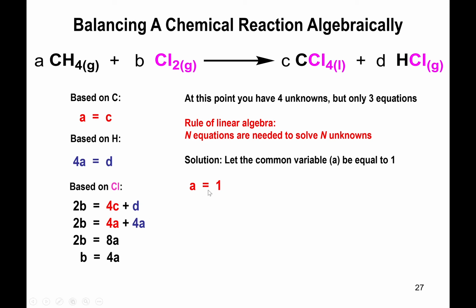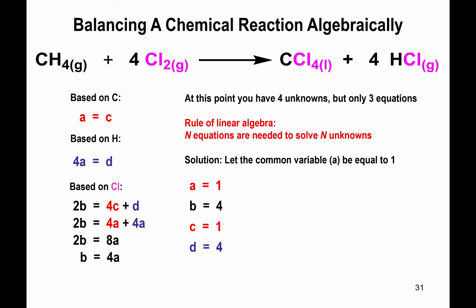So if you let A equal 1, which is the common thing in each one of these equations, automatically B becomes 4. Automatically C becomes 1. And automatically D becomes 4. And like that, you have found out the balancing coefficients for the equation.